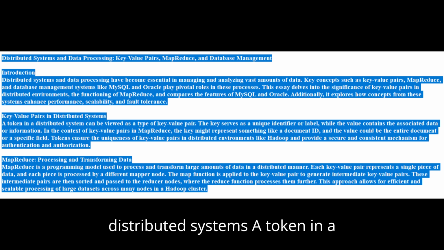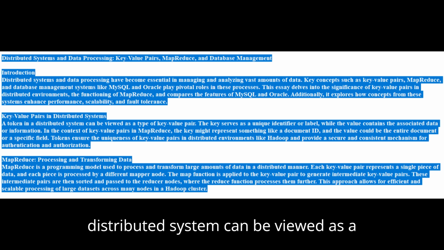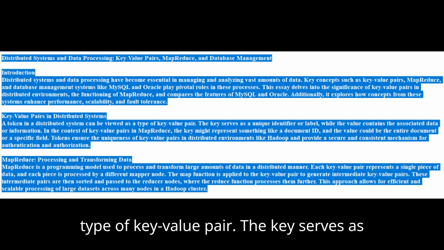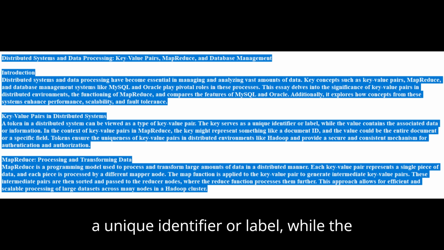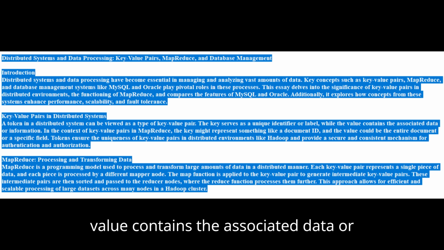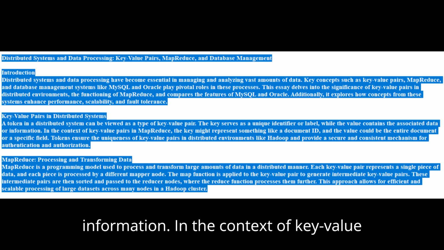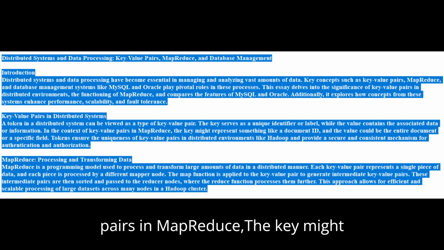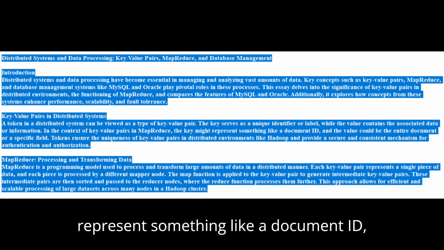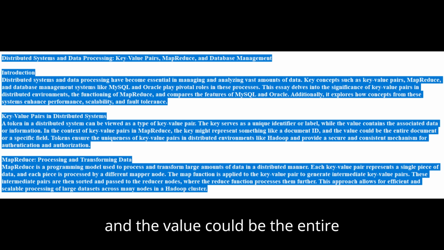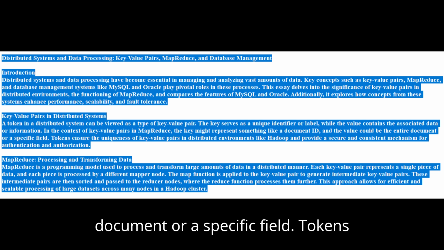Key-value pairs in distributed systems. A token in a distributed system can be viewed as a type of key-value pair. The key serves as a unique identifier or label, while the value contains the associated data or information. In the context of key-value pairs in MapReduce, the key might represent something like a document ID, and the value could be the entire document or a specific field.